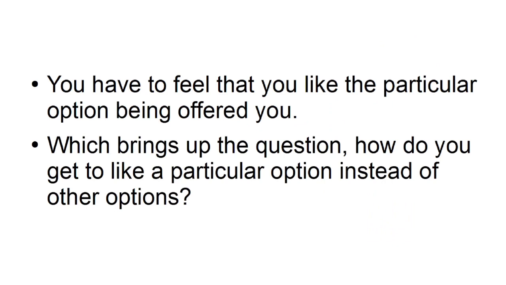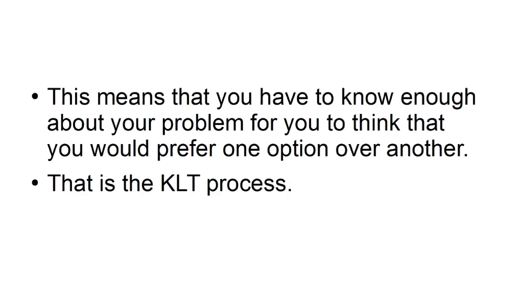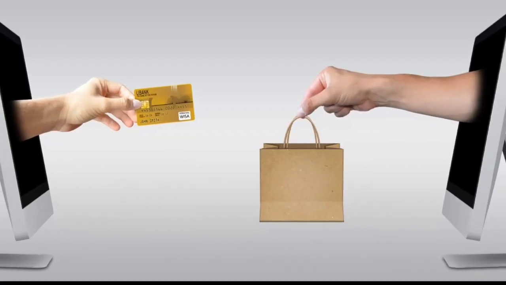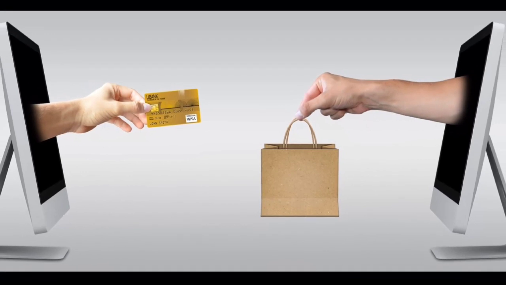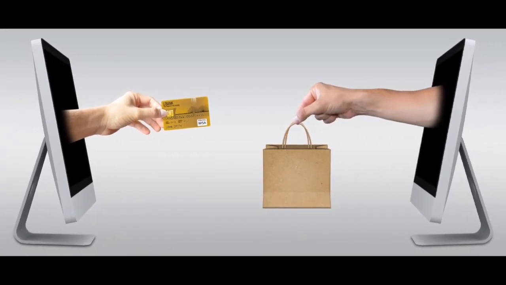Which brings up the question, how do you get to like a particular option instead of other options? This means that you have to know enough about your problem for you to think that you would prefer one option over another. That is the KLT process. Your job as a salesperson, and you are a salesperson even though you're using online videos, is to walk all your viewers through the KLT process.